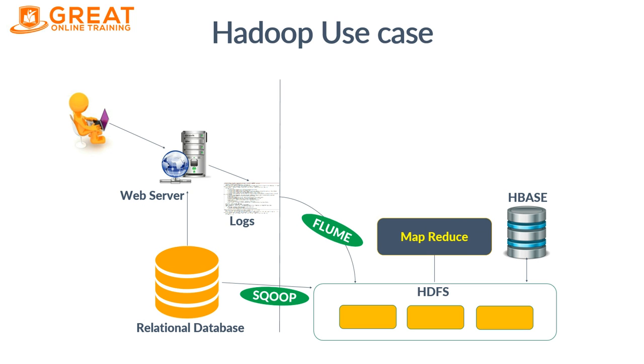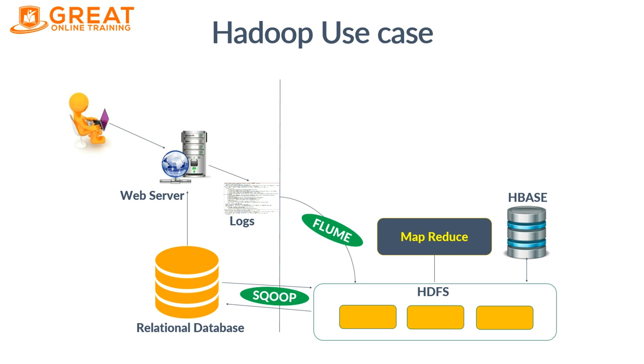From this HDFS, again we need to take these recommendations into the relational database. Sometimes we need to take the results into a relational database. Here we need to use Sqoop again to take the data from Hadoop to the relational database. So Sqoop is a bidirectional data ingestion tool. That means it can transfer data from a relational database to Hadoop and from Hadoop to a relational database also.